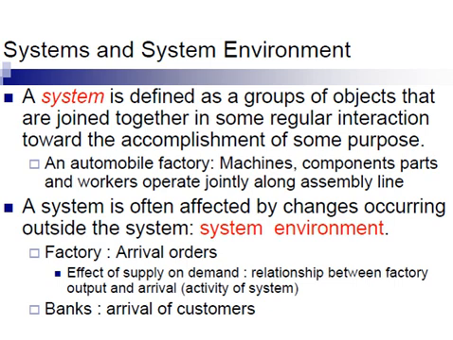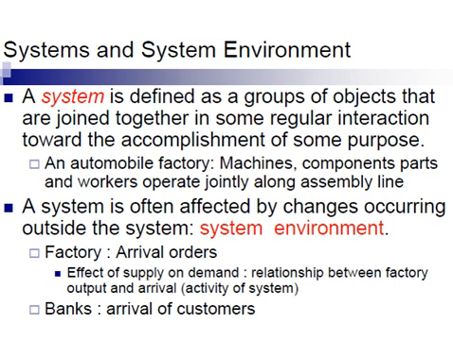Let's talk about systems and system environment. A system is defined as groups of objects that are joined together in some regular interaction toward the accomplishment of some purpose. An example of a system could be an automobile factory, and then there are further subsystems, or you would say departments, in an automobile factory.